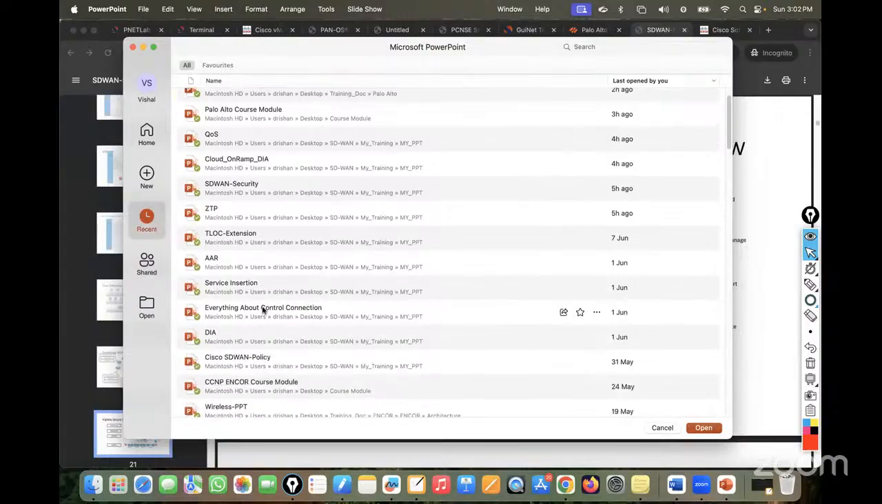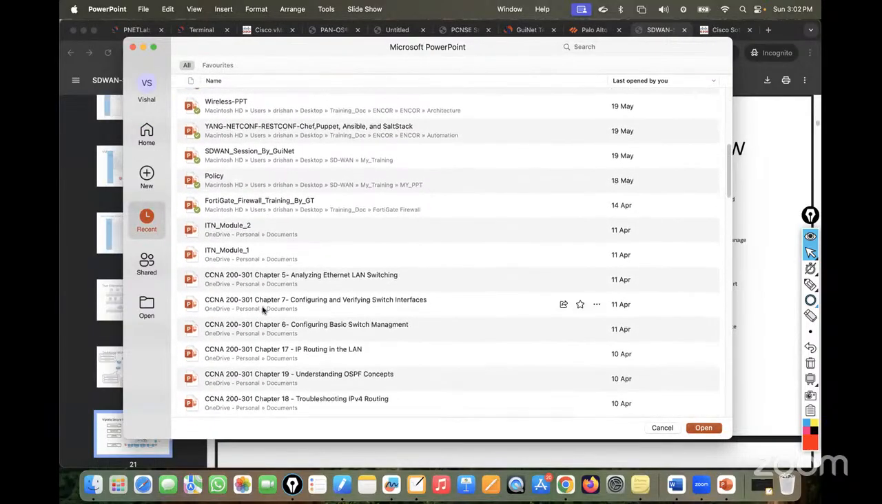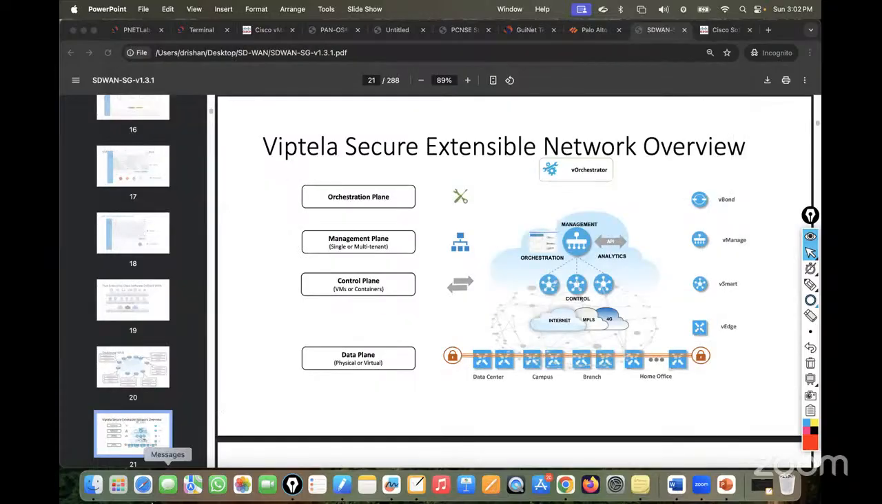Let me see if this PPT is available. I'm not sure. So we also have to understand how one of the normal routers is going to become an SD-WAN router, how it is going to be transformed. Just one second, guys. Let me figure it out.